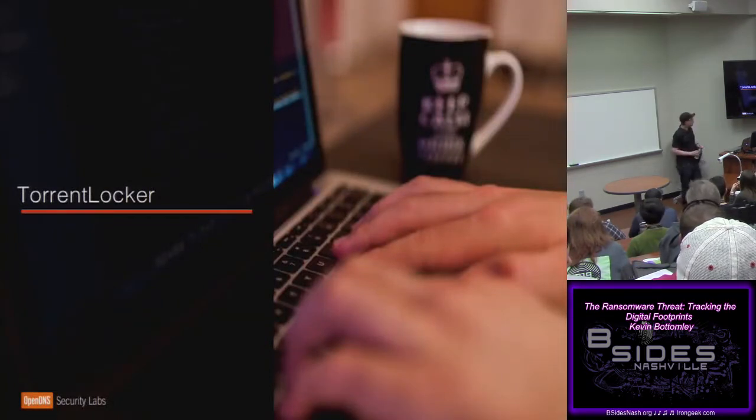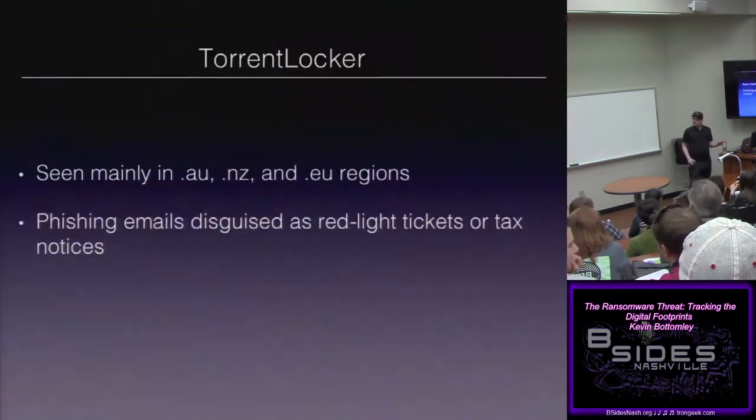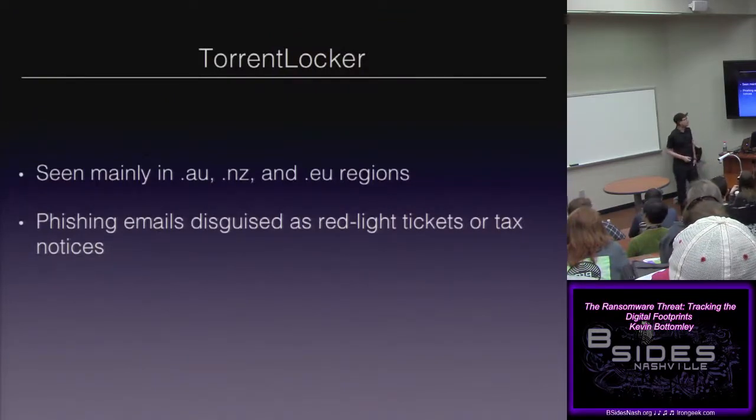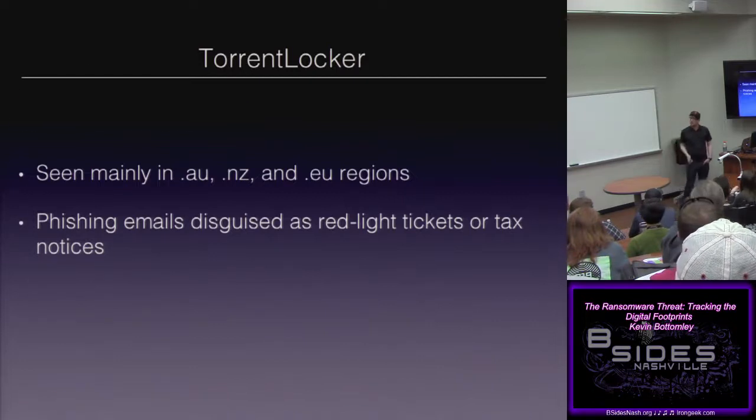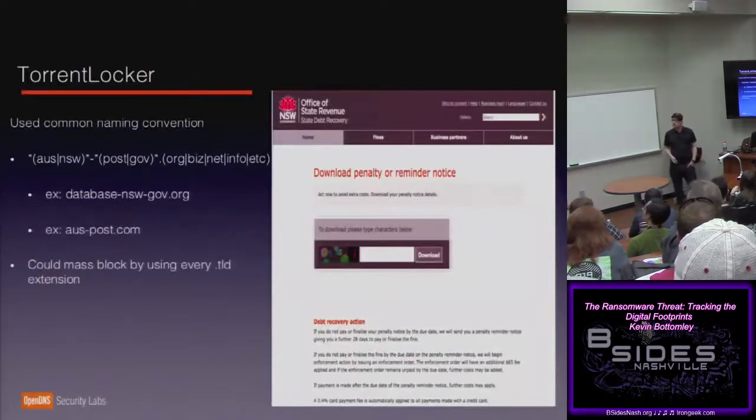One of these would be TorrentLocker. TorrentLocker was mainly seen in Australia, New Zealand, and certain parts of Europe. And it was mainly sent through phishing emails disguised as either red light tickets or tax notices. Looks something along the lines of this.